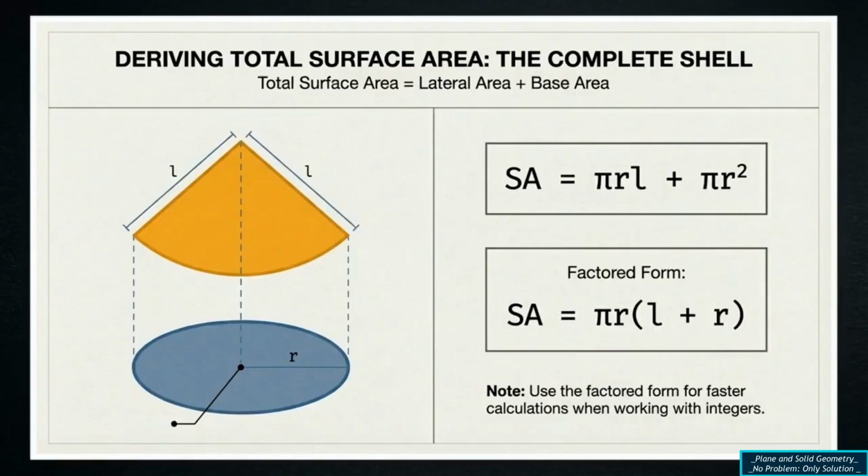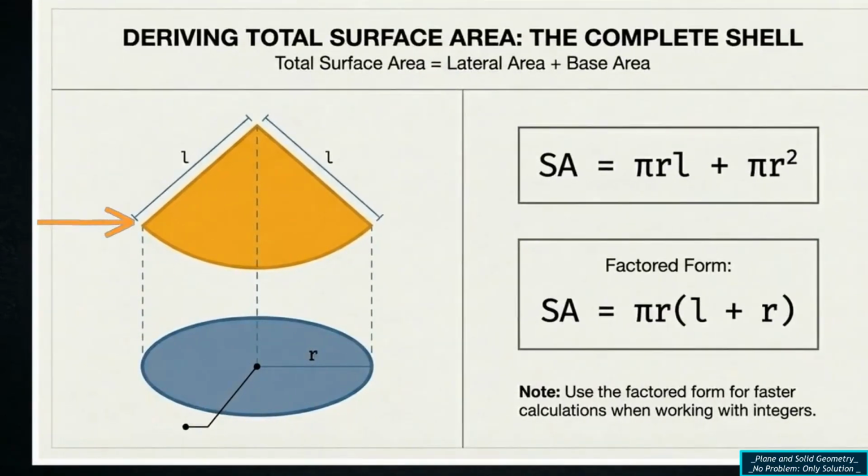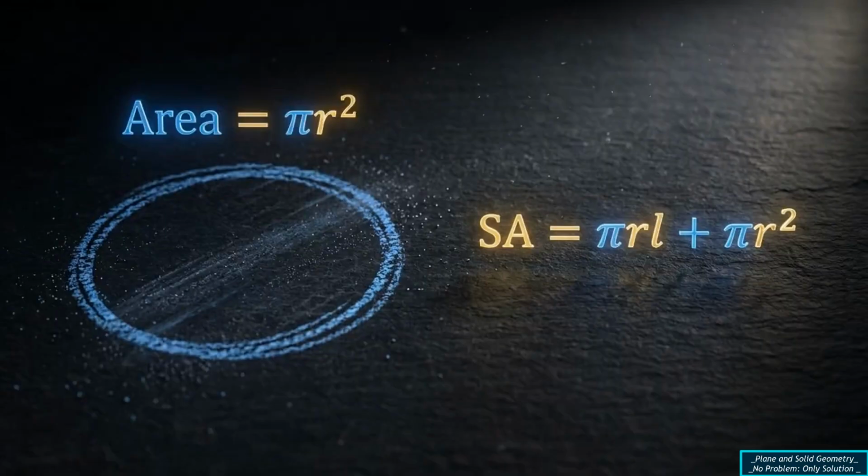This visual breaks down the calculation for total surface area. We take the unrolled lateral shell we just calculated and add the area of the flat circular base. Since the base is a circle, its area is pi times the radius squared. On the right side is the algebraically factored version of this formula.